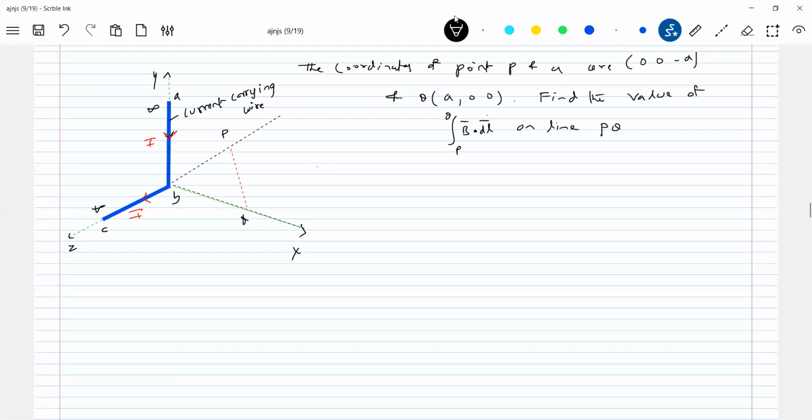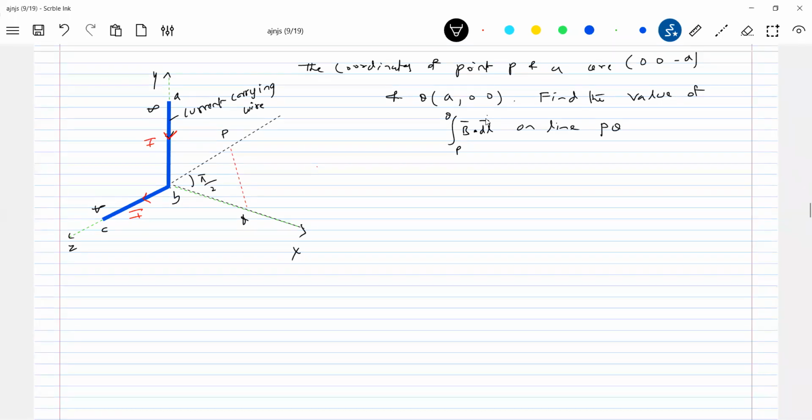Due to AB, what will we get? Due to the semi-infinite wire AB, mu naught I by 8. Okay, fine. First, let me go for AB. So this angle will be how much? 90 degrees.